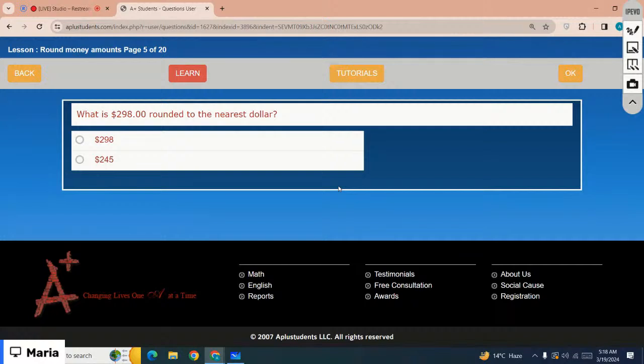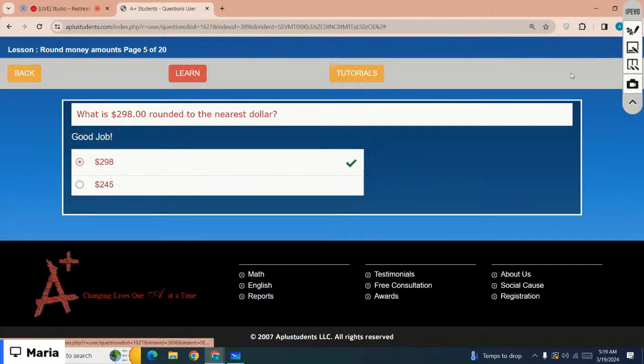What is $298 rounded to the nearest dollar? Which is the correct option? That is $298, right? Already rounded off it is.